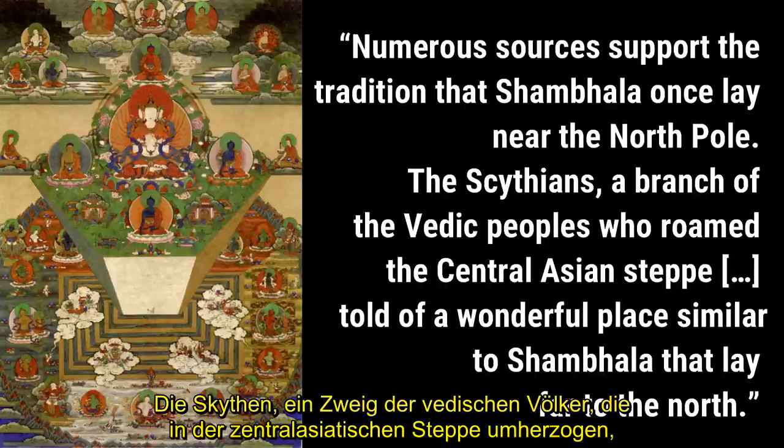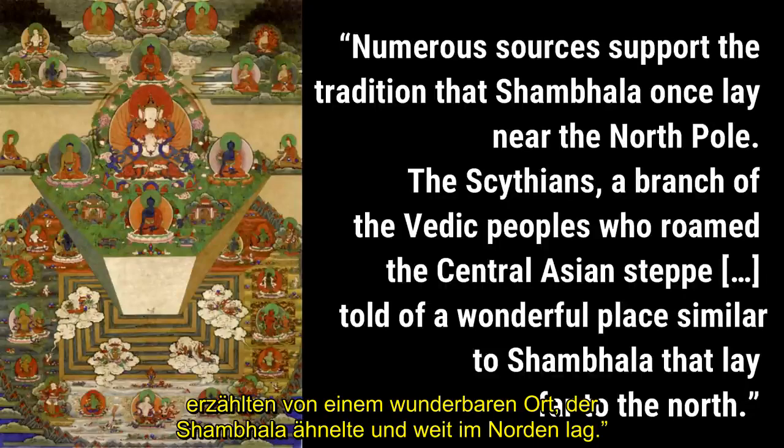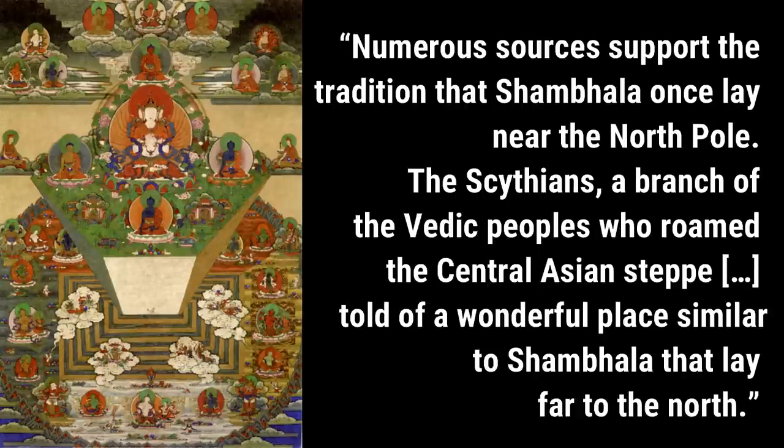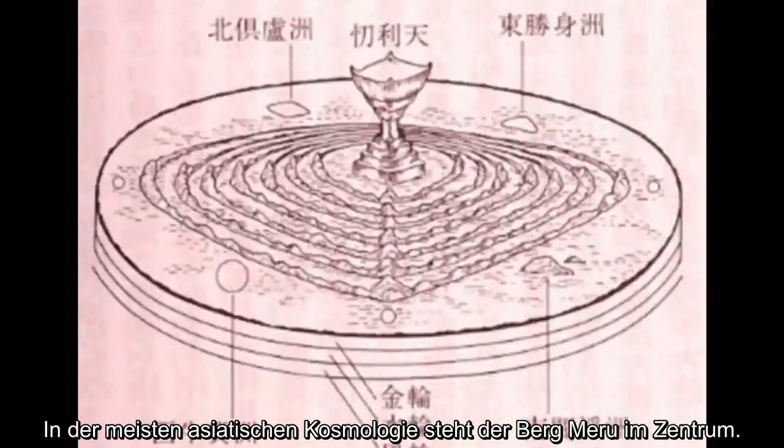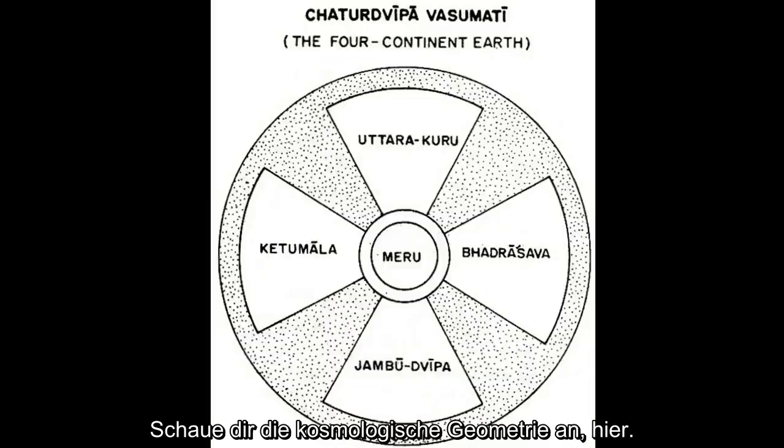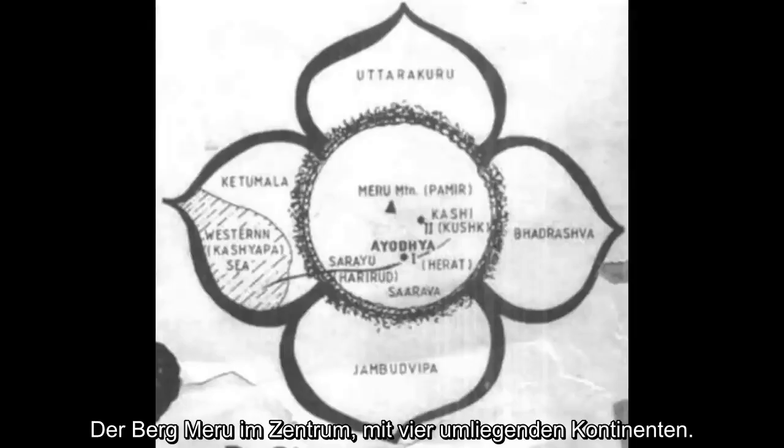The Scythians, a branch of the Vedic peoples who roamed the Central Asian steppe, told of a wonderful place, similar to Shambhala, that lay far to the north. In most Asian cosmology, Mount Meru stands at the center. Look at the cosmological geometry here. Mount Meru at the center with 4 surrounding continent lands.